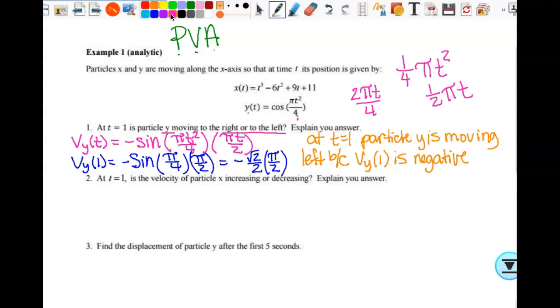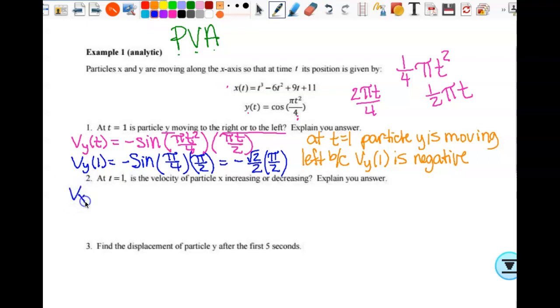If velocity and acceleration have the same sign, the velocity is increasing. Opposite signs, then it is decreasing. So that means I need to look at the velocity and the acceleration, and this is particle x. So I have the position right here.